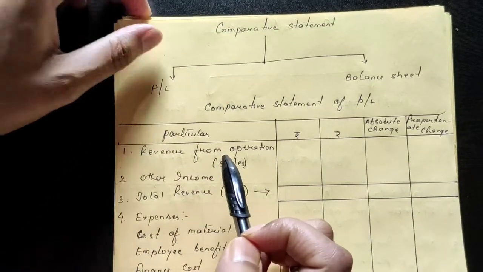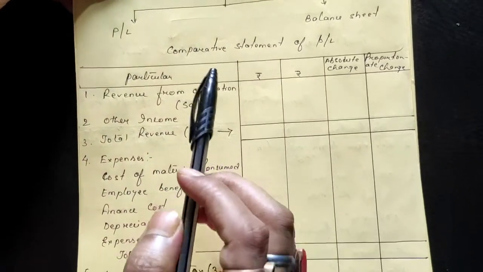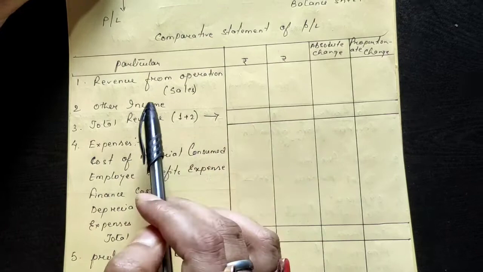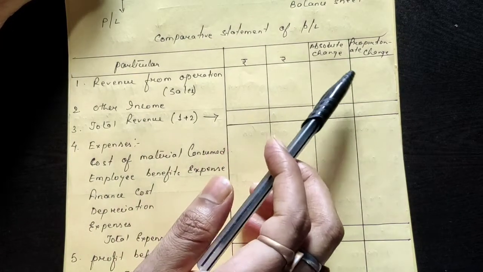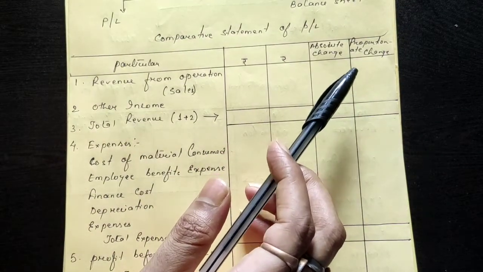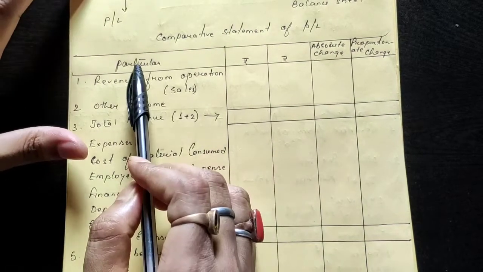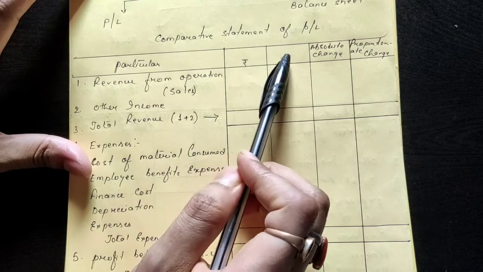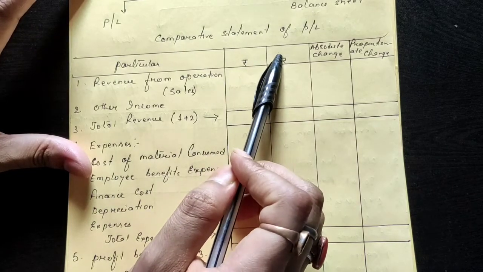Here you can see I have made the format of profit and loss. The format is like this: particulars and then 4 columns. Particular column will be there and then 4 different columns. Now first of all, this particular and these 2 columns, here you have to mention the year. This year will be given in the question.